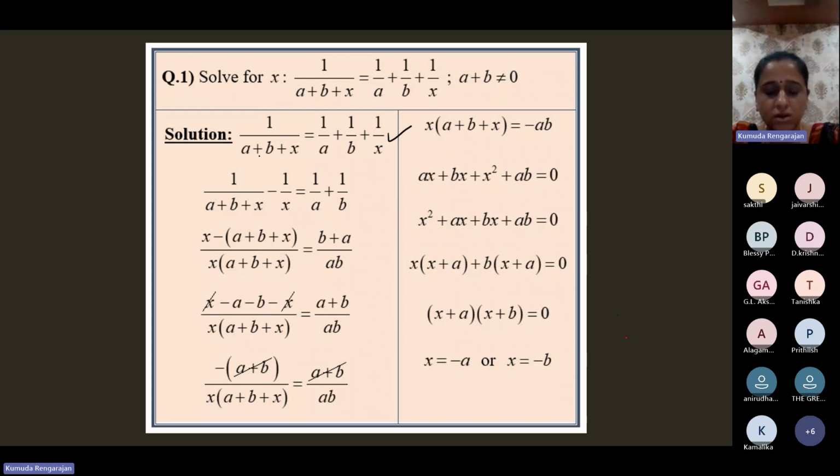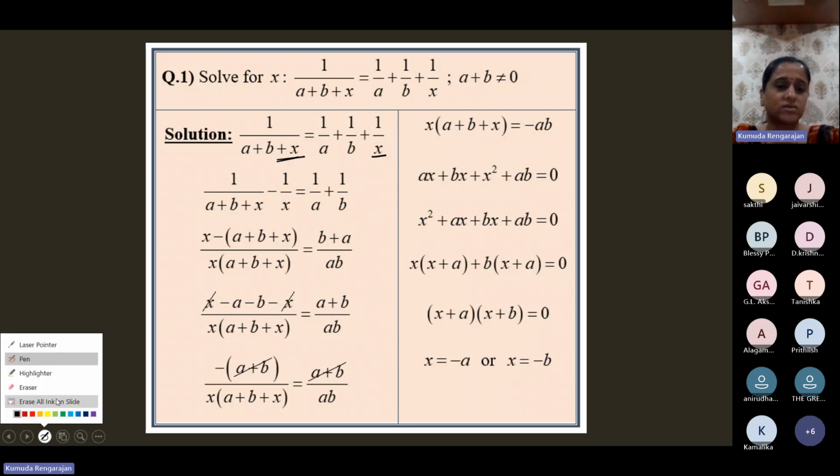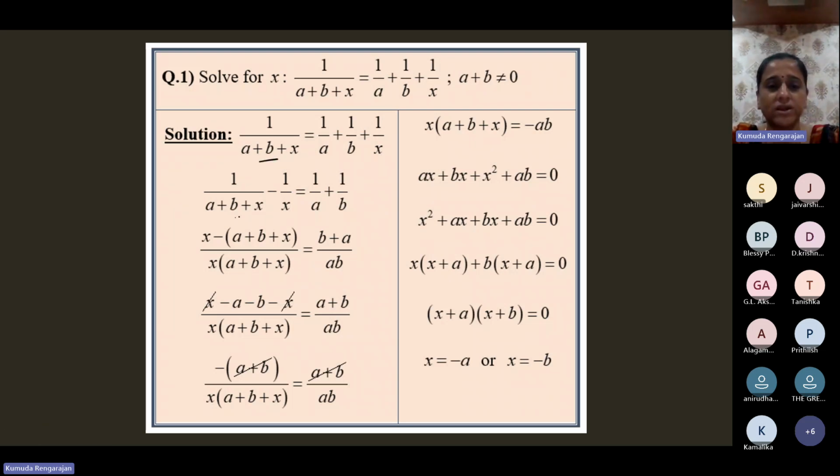How many terms are there in all? There are 4 terms, 1, 2, 3, 4. Of these 4 terms, we have 2 x terms, meaning there are 2 terms that have x in them. So this one and this one. So have the x terms on the LHS. This is already on the left hand side. Bring this to the left hand side, minus 1 by x is equal to, let these two remain on the right hand side.